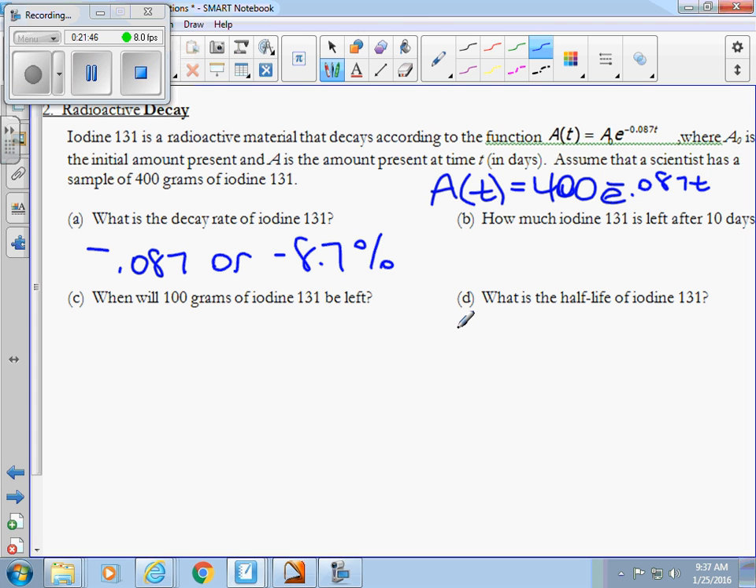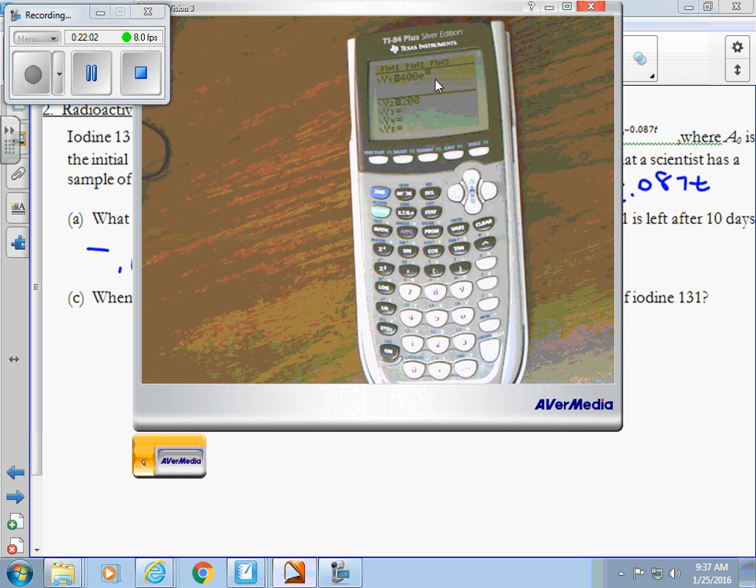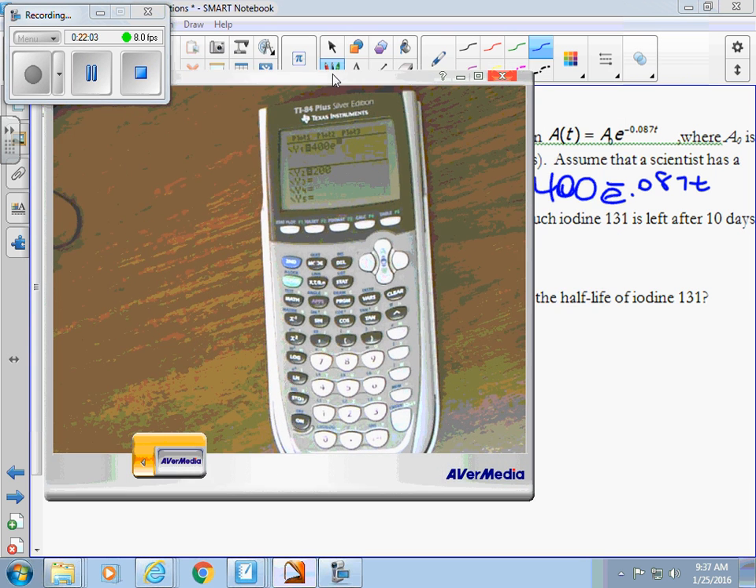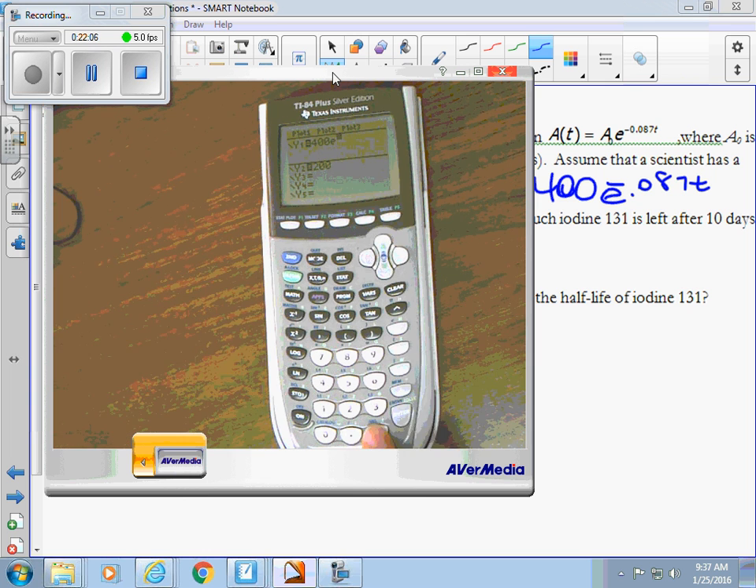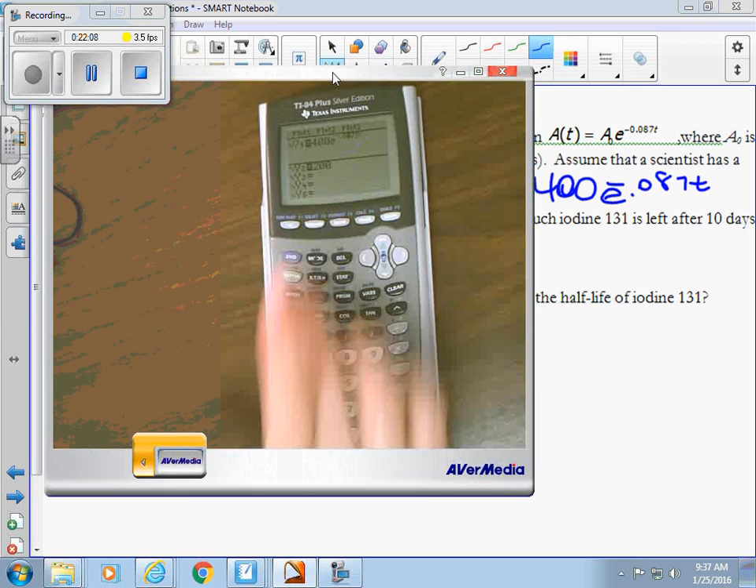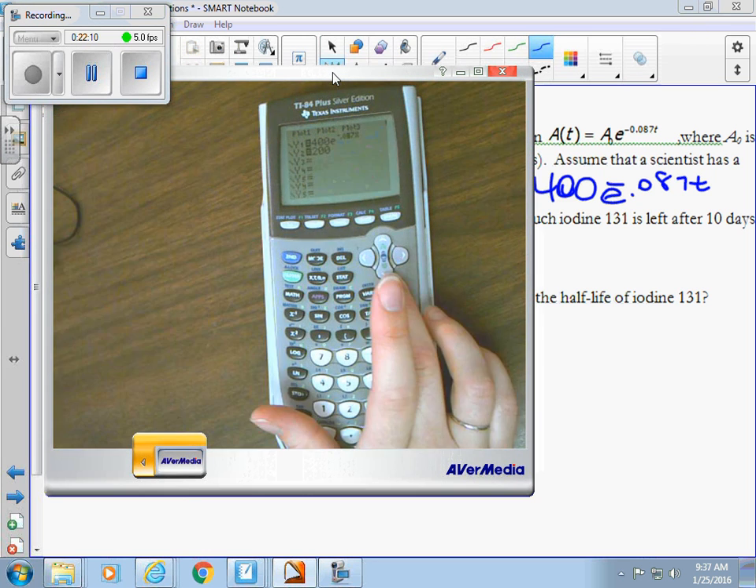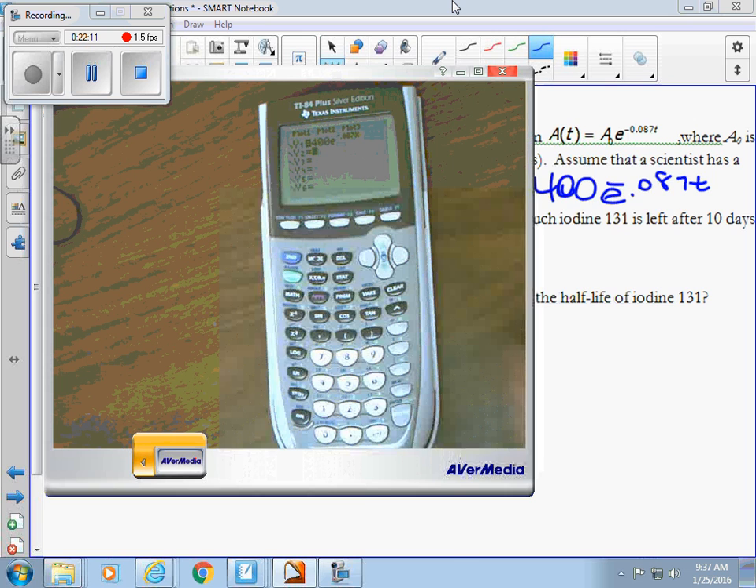Okay. First I need to go to my y equals and change my function, because I still have the last one in. So I need to change my function to 400 e to the negative 0.087x. I'm going to go ahead and delete the 200 out.